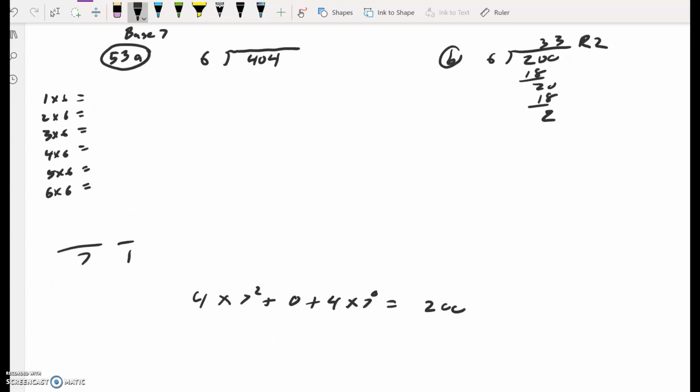What about problem 53? Well, as always, I translated it into base 10 to do part B first. 4 of these 7 to the seconds, 0 of the 7 to the firsts, and 4 of these 1s. And when I did that on the calculator, I got 200. I came over here and did the division in base 10.